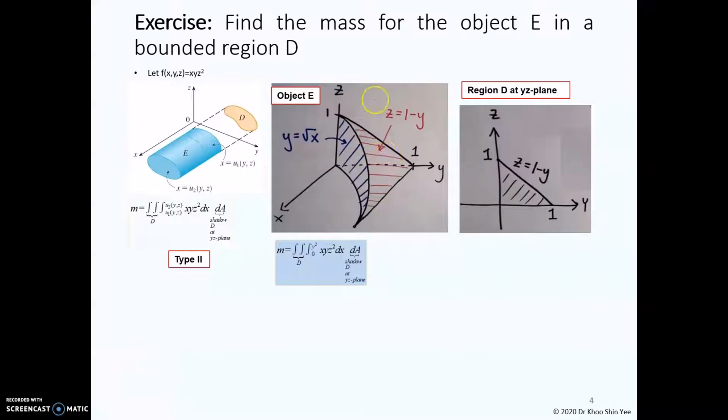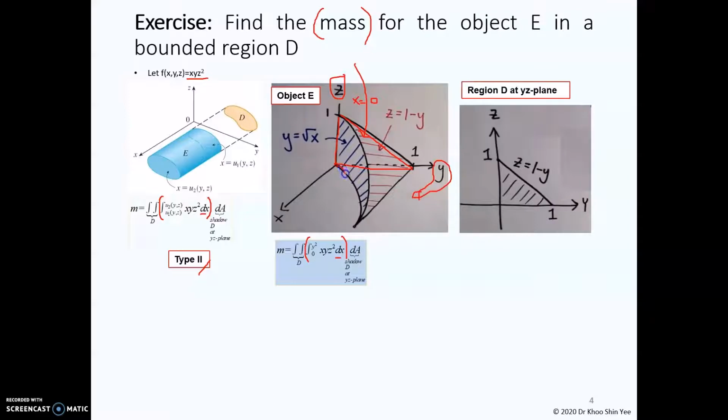In this example, you have the same object with the same density function, and you are going to find the mass. So in this case, we are going to use the type 2 triple integral to solve the problem, where you can see that we need to integrate with respect to x first. So if you integrate with respect to x, then you need to find your lower x limit, which is here. This is x equal to 0, which is also the ZY plane.